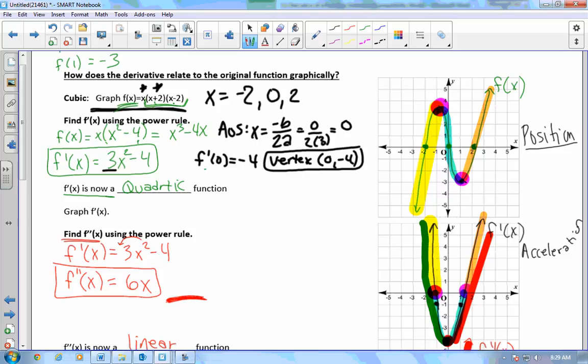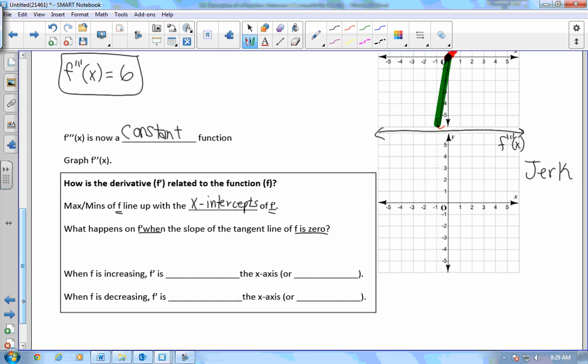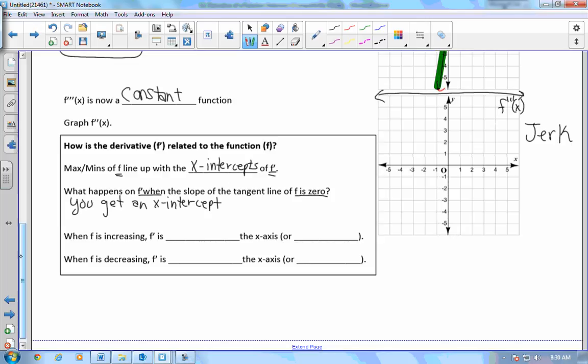So on f prime of x, what do we have when we have a tangent line with slope of 0? An x-intercept, same answer. Different vocabulary. Yep, you get an x-intercept on f prime when the tangent line of f is 0.